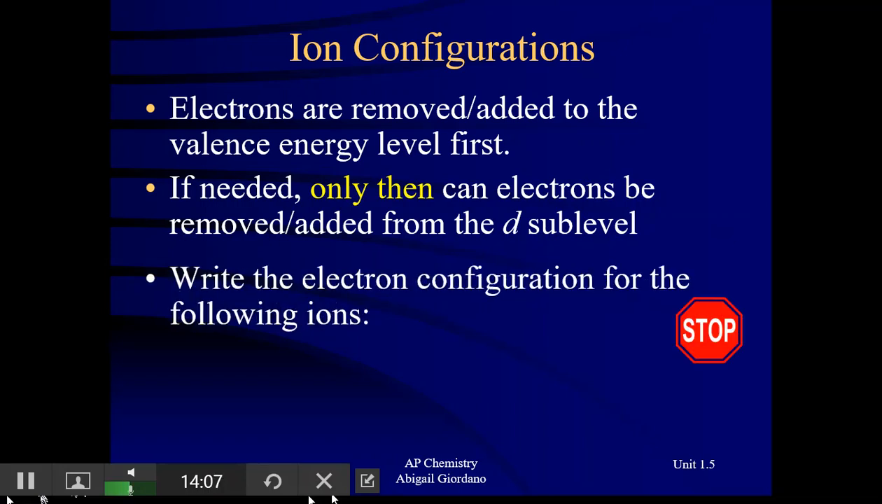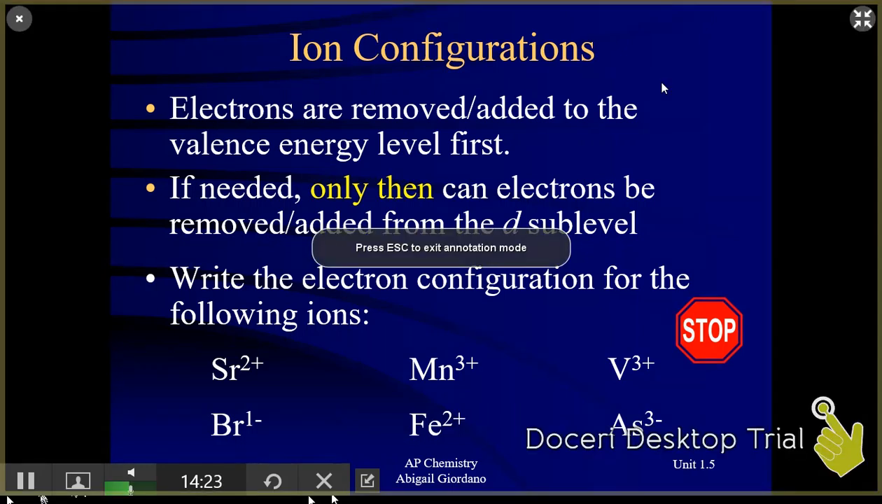All right, so I'm going to do one with you first, just to make sure that you guys have got this. So we're going to do the strontium ion, the +2 ion. We're going to do that configuration together, okay? And what I would really recommend is that you write out the configuration for the pure element first, the neutral element first, and then look at taking electrons away or adding some.